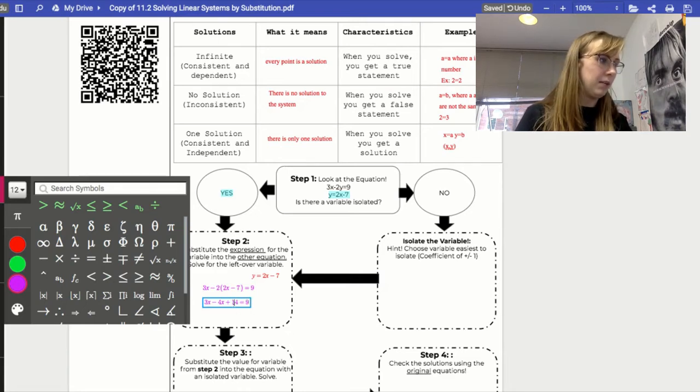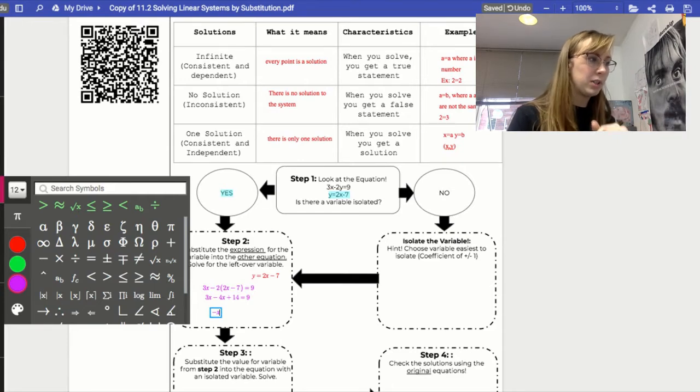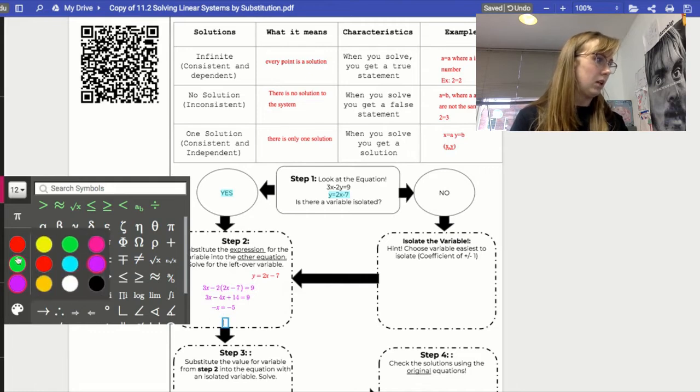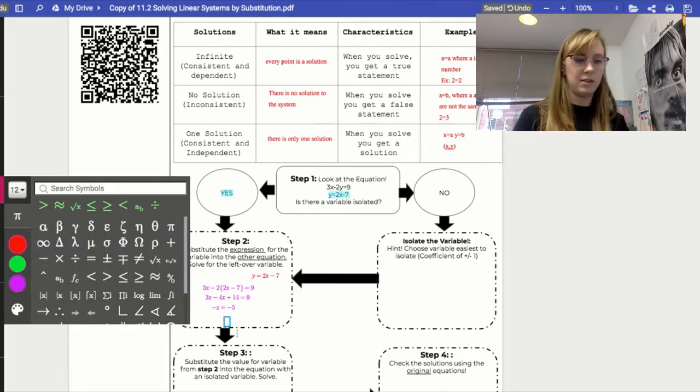I'm going to combine my like terms and start solving. So 3x minus 4x is negative x. And then when I subtract 14 from both sides, I get 9 minus 14, which is negative 5. And the last step is to divide by -1. And when I do that, I end up with x is equal to 5.